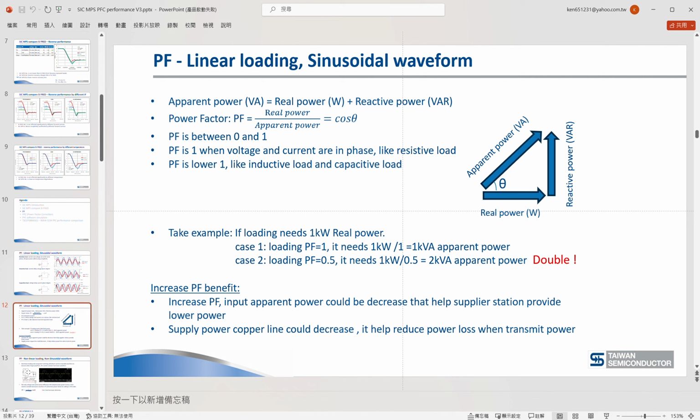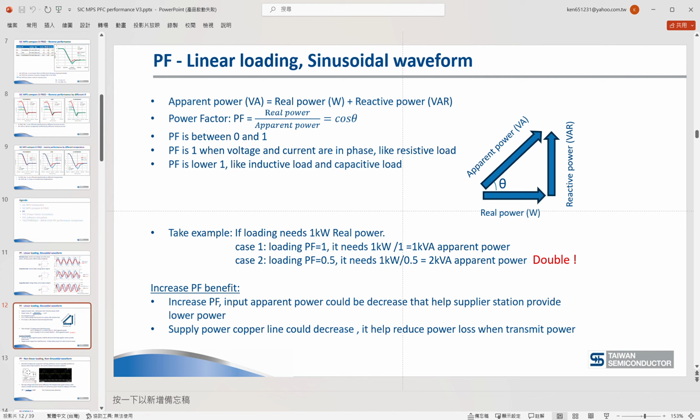For example, if the loading actually needs 1 kW of real power, how much power does the power station need to supply? Case 1: if the system power factor is good, it is 1. The power station will need 1 kW divided by 1, which is 1 kVA of apparent power. Compare that with a circuit whose power factor is bad, only 0.5. It will need the power supply 1 kW divided by 0.5, which is 2 kVA.